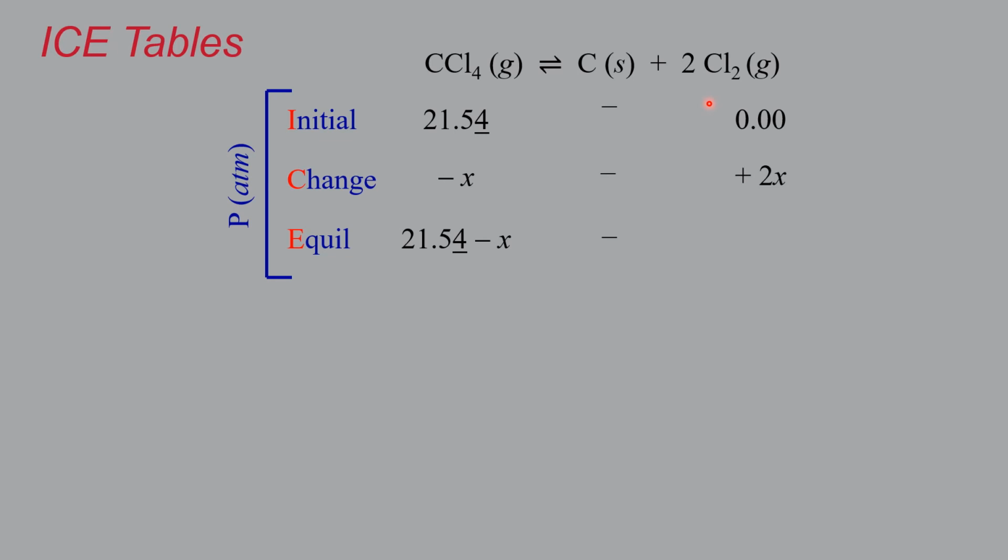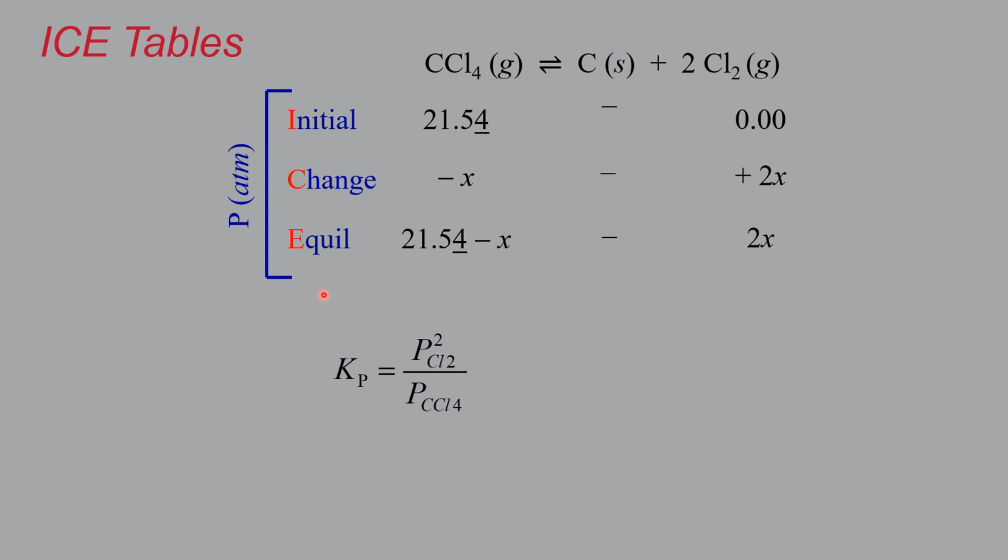Now, if you look at the reaction stoichiometry, if you lose X atmospheres of carbon tet, you will make twice as much chlorine. So that pressure change is going to be plus 2x, which will mean 2x atmospheres. And from here on in, it's algebra, the chemistry is done. So let's just get through it.